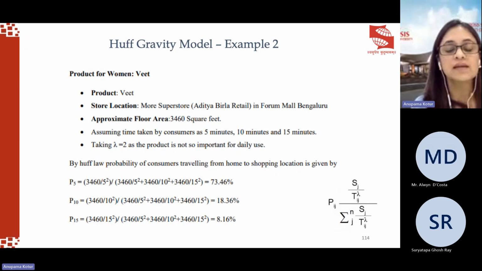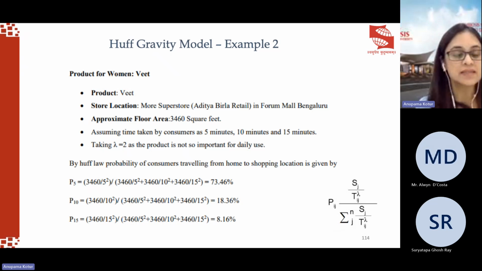So in this case, let's see how the probability percentage changes dramatically. You will see that the probability percentage of people living within 5 minutes driving distance has greatly gone up, and 73% is what you see. P10, it's 18%, and P15, again, it's 8%.